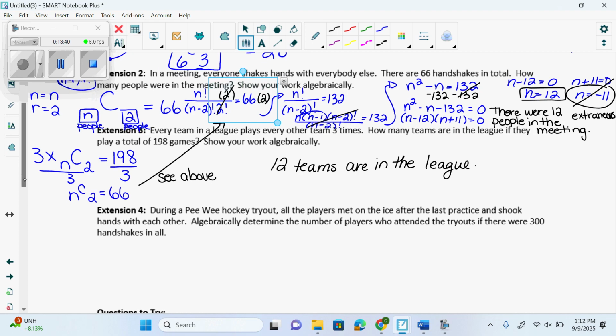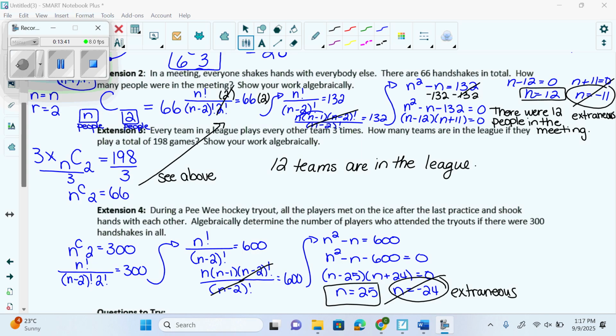You guys try 4. So you shouldn't be times by anything, because they're not like shaking hands with each other 3 times or anything. It's just once. And they equal 300. Bring the 2 up, it equals 600. Move it over. And then the factors are n minus 25 and n plus 24. n equals 25 makes sense. The other one doesn't make sense. And then 25 players attended trial.